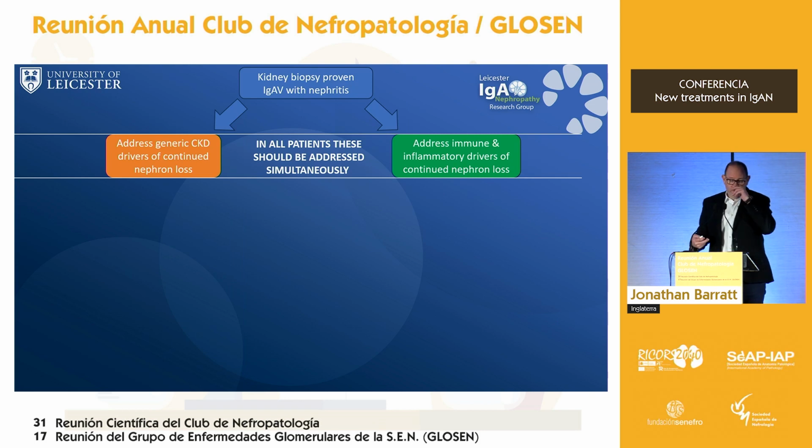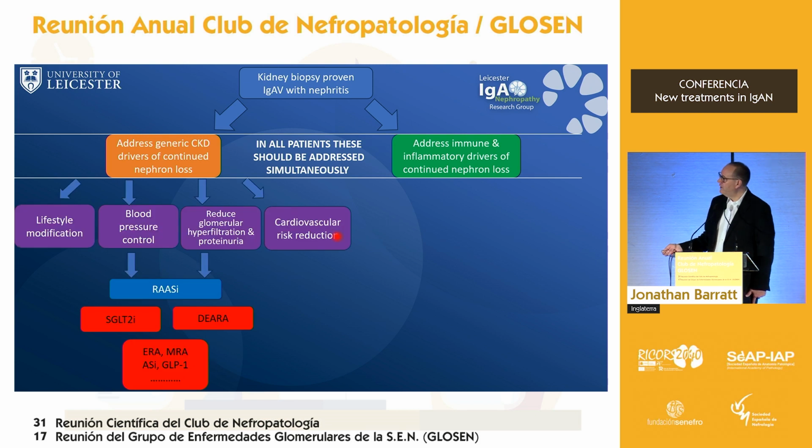So where do I think we're going to go? Well, I think you saw this yesterday. I think we need to think logically about this disease. I think we need to think when we have a diagnosis, if a patient has got a diagnosis as an adult of IgA vasculitis with nephritis, we do exactly the same thought process that we do with IgA nephropathy and any other form of glomerular disease. We address those generic drivers, and we address the immune drivers, and we do those simultaneously. All of these generic drivers are exactly the same.